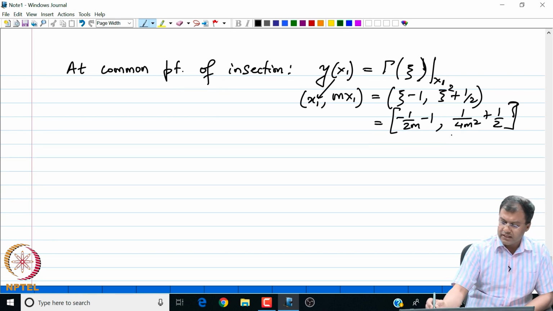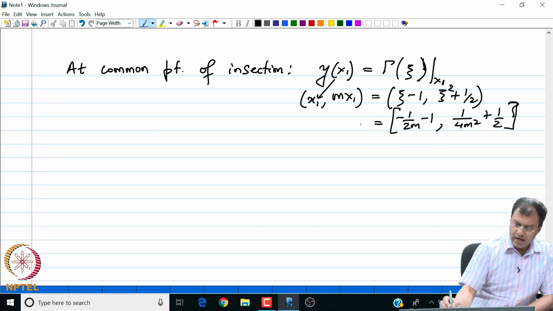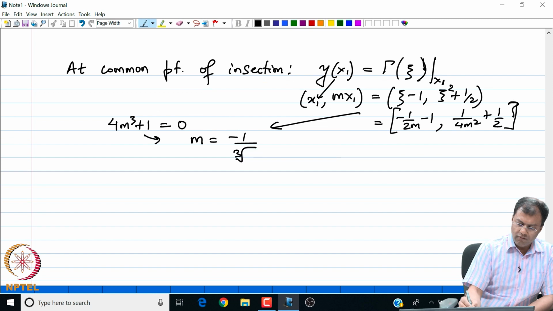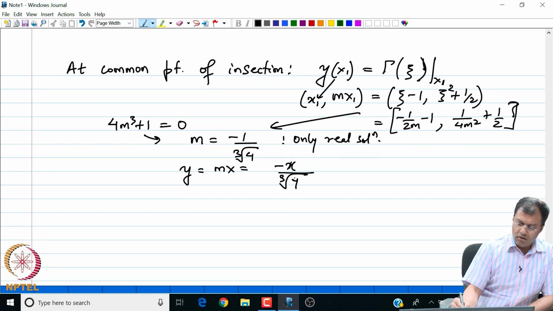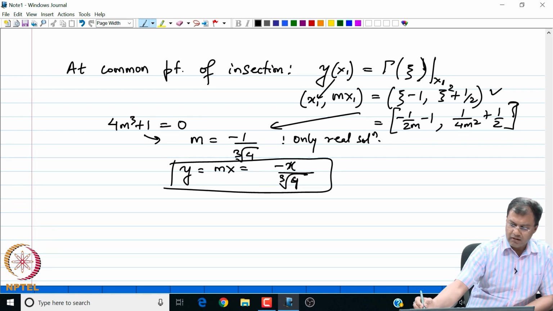From here I have two equations and two unknowns, m and x1. I solve, and the equation that I get is 4m cube plus 1 is equal to 0. It is a cubic equation, and the only real solution is negative 1 by cube root of 4. And then the rest of the solution will follow. Namely, my extremal now is y equals mx, which is negative x by cube root of 4, my specific function which satisfies the transversality condition for the given curve.